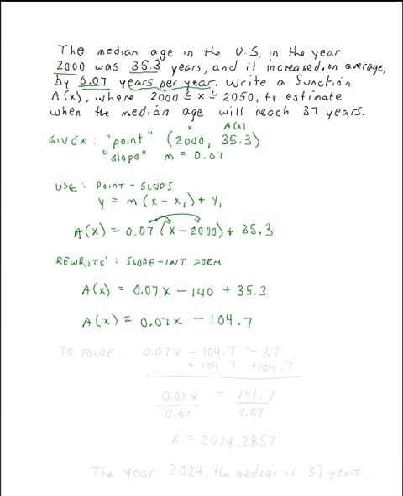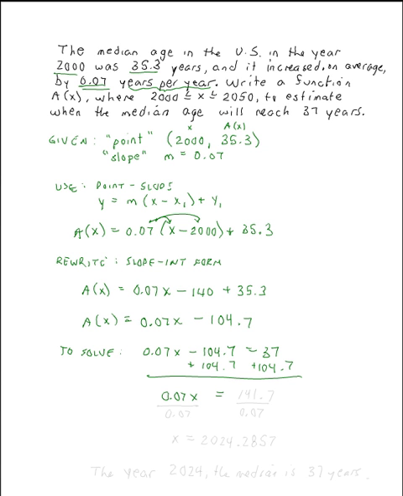Since we're looking to estimate what year the median age will reach 37 years, in order to solve this problem, we just really want to know when this linear equation, 0.07x minus 104.7, is going to be equal to 37. And solving our equation, simply adding to both sides. Don't forget to line up that decimal point, kids.